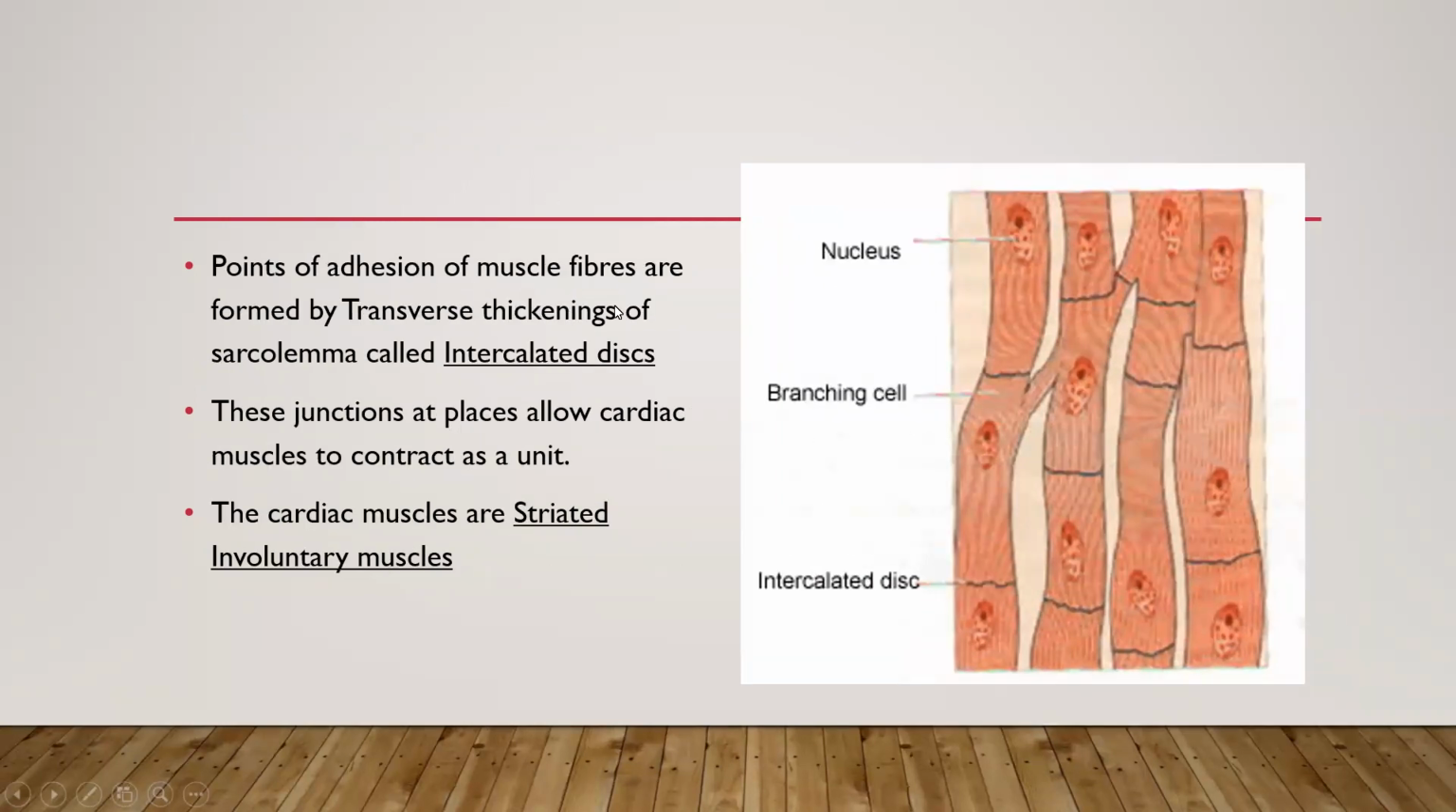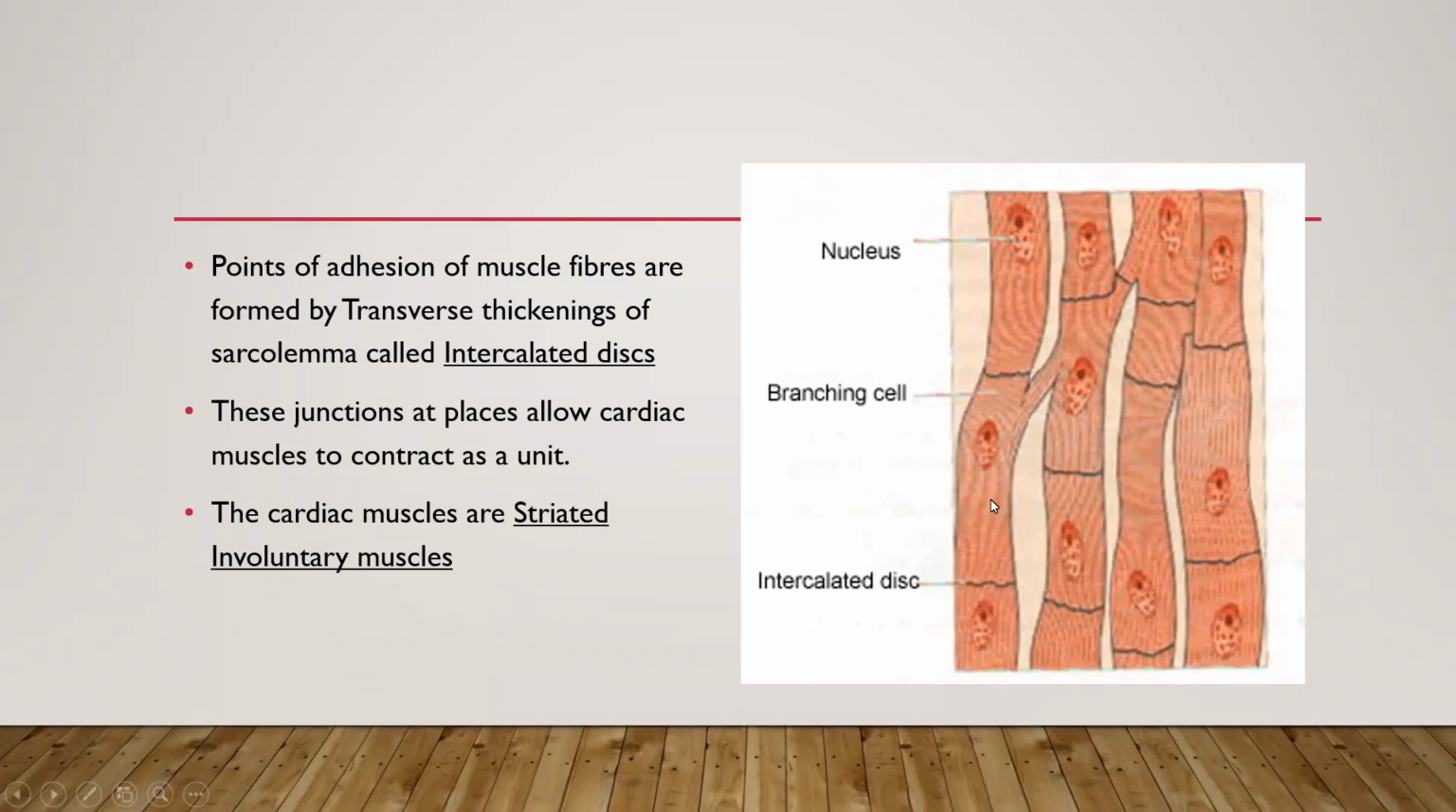Points of adhesion of muscle fibers are formed by a transverse thickening of sarcolemma, which is called an intercalated disc. As you can see, this is one cardiac muscle fiber, this is another. They are joined together by an intercalated disc. What is an intercalated disc? It is a transverse thickening of sarcolemma.